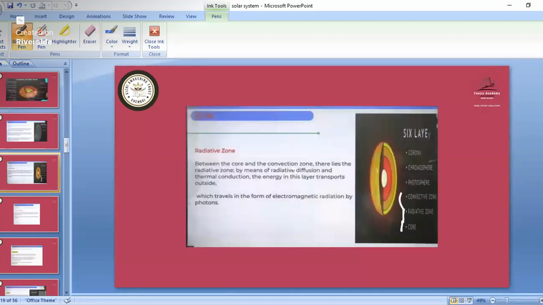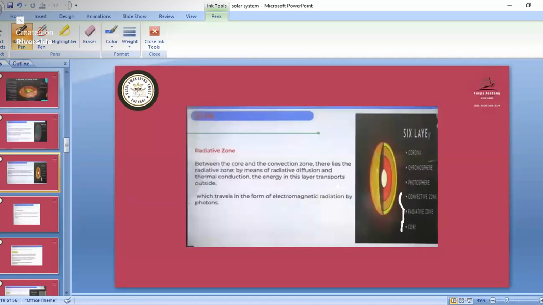Between the core and convection zone, there lies the radiative zone. By means of radiative diffusion and thermal conduction, the energy in this layer is transported outside. Why is the temperature decreasing as you go outwards? That is due to the radiative diffusion.